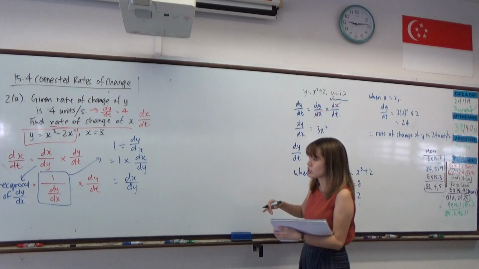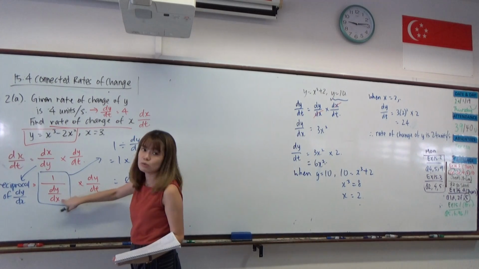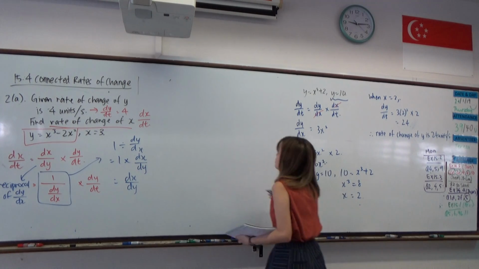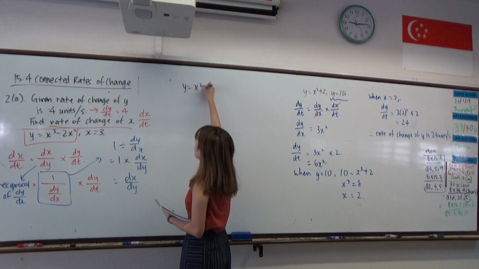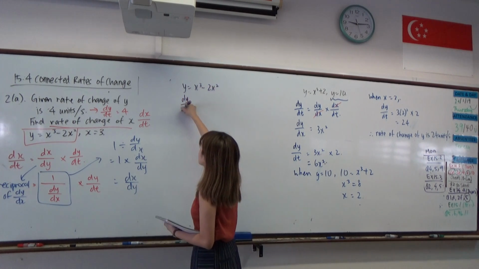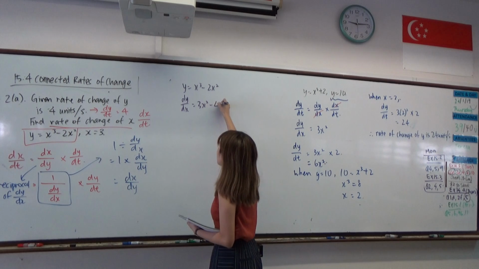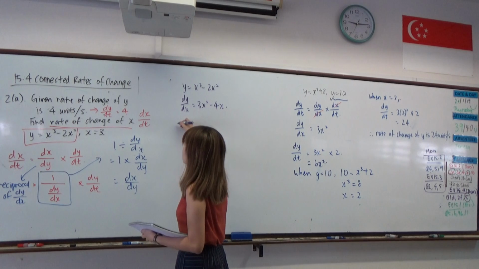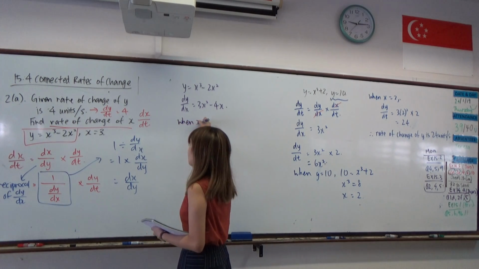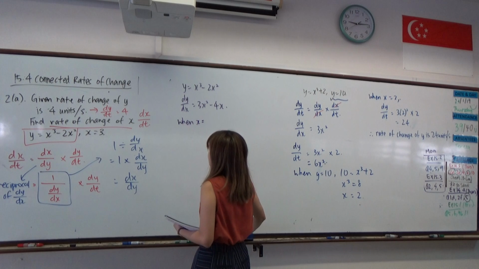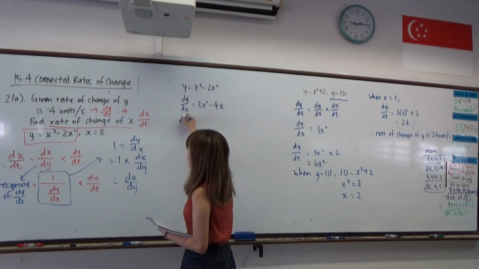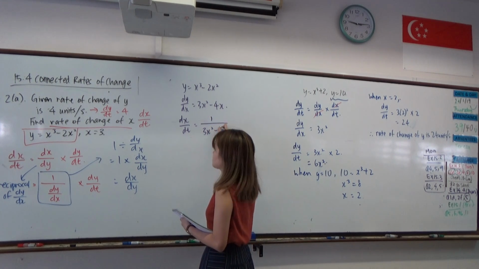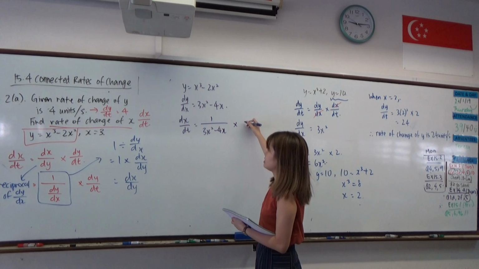So let's start on this question. We want to know what dy over dx is first. y equals x cubed minus 2x squared, so dy over dx will be 3x squared minus 4x. And then when x equals 3, dx over dt will be 1 over 3x squared minus 4x times dy over dt, which is 4.